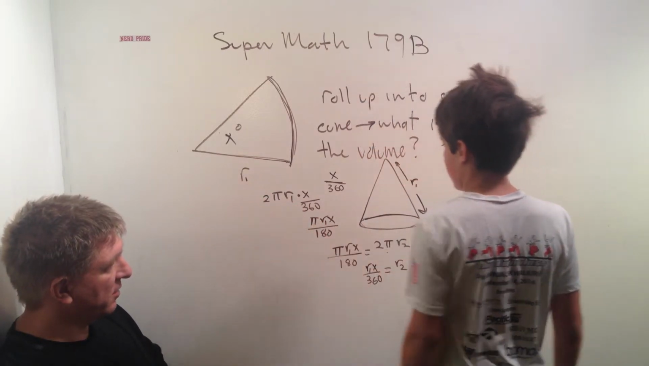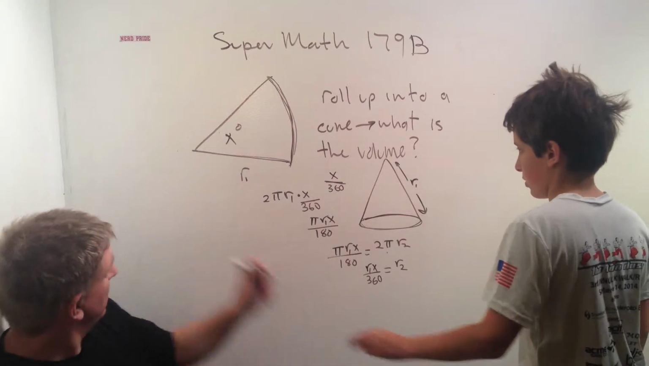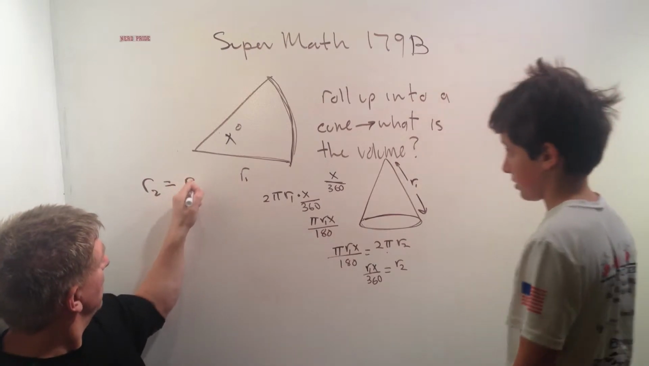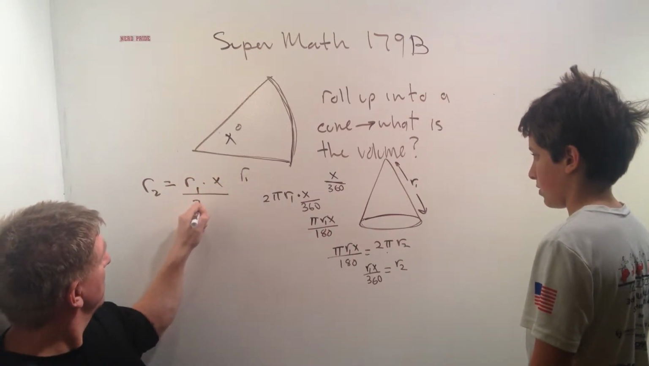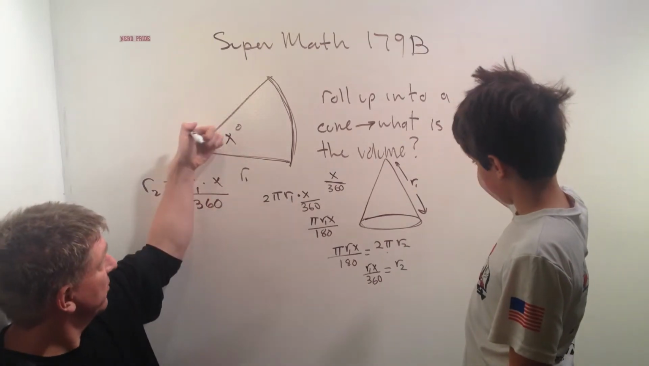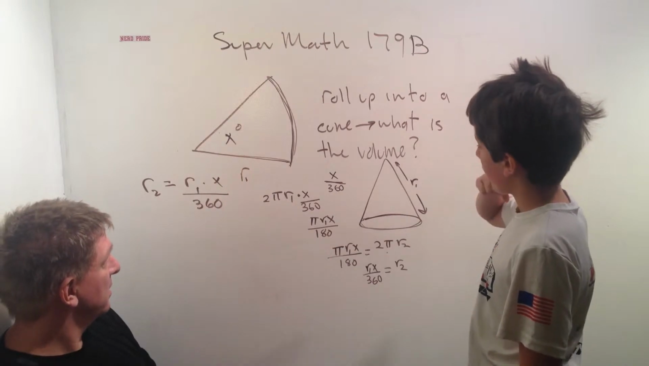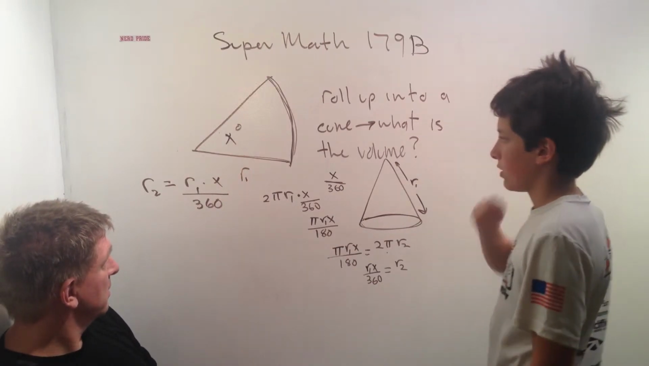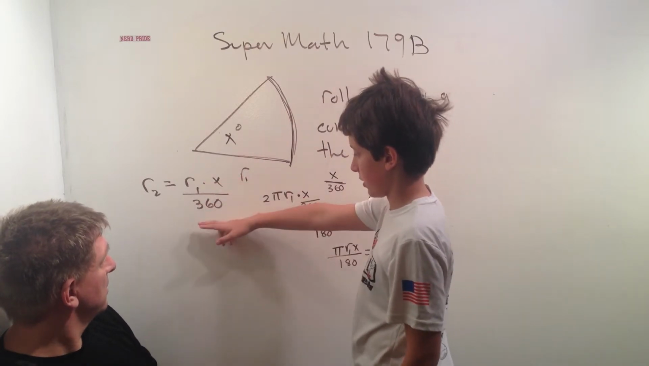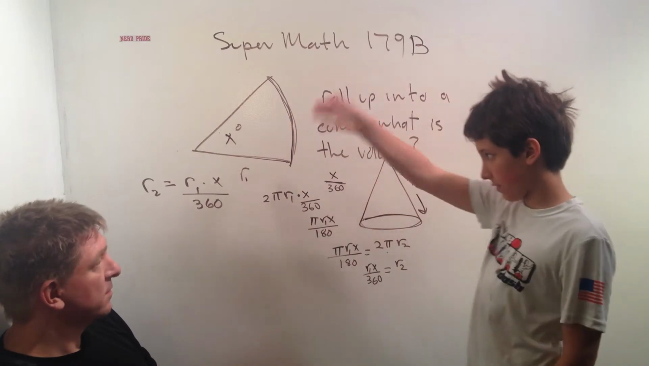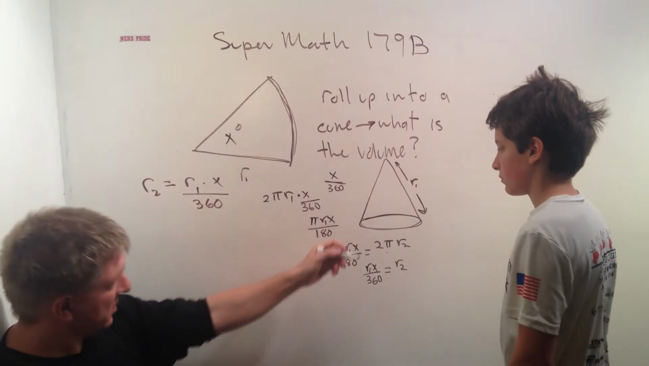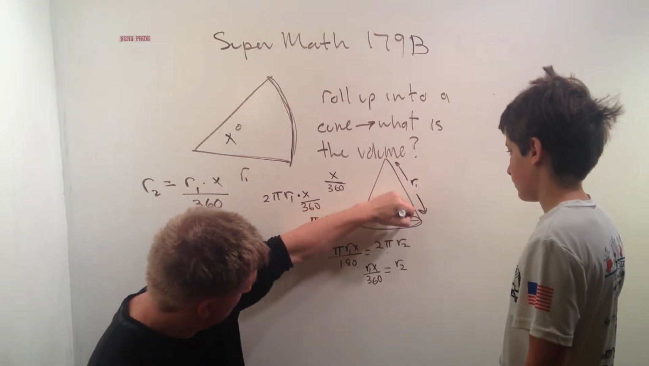Okay, so we just found a formula for the radius of the base. I'll write that over here: r2 is r1 times x over 360. Now, do you remember what it was when x was 40 degrees and our first radius was 9? I think it was 1. Well, 9 times 40 over 360 is 360 over 360, which is 1.